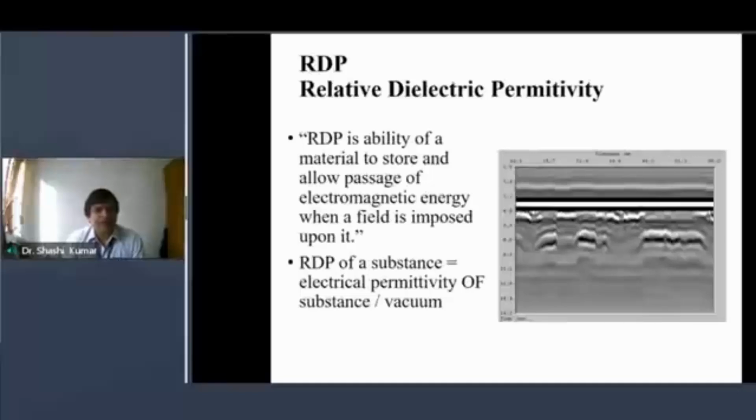Now, relative dielectric permittivity, RDP, is the ability of a material to store and allow passage of electromagnetic energy when a field is imposed upon it. How to calculate the RDP of a substance? It is the electrical permittivity of the substance divided by the electrical permittivity of vacuum. So this could be easily calculated.